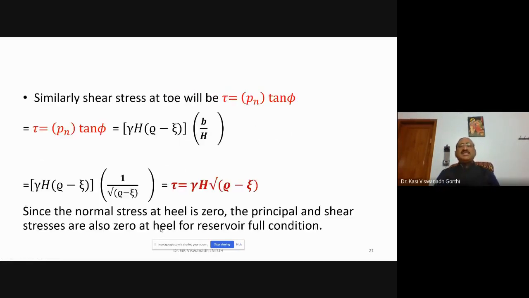Similarly, the shear stress will be Pn into tan phi, and substituting for Pn, gamma H into rho minus zeta, with tan phi being B by H, we get gamma H into rho minus zeta into square root of rho minus zeta. Since the normal stress at the heel is 0, the principal and shear stresses at the heel will also be 0 for a reservoir full condition. At the heel it will be 0, but at the toe the shear stress and the principal stress have been computed.